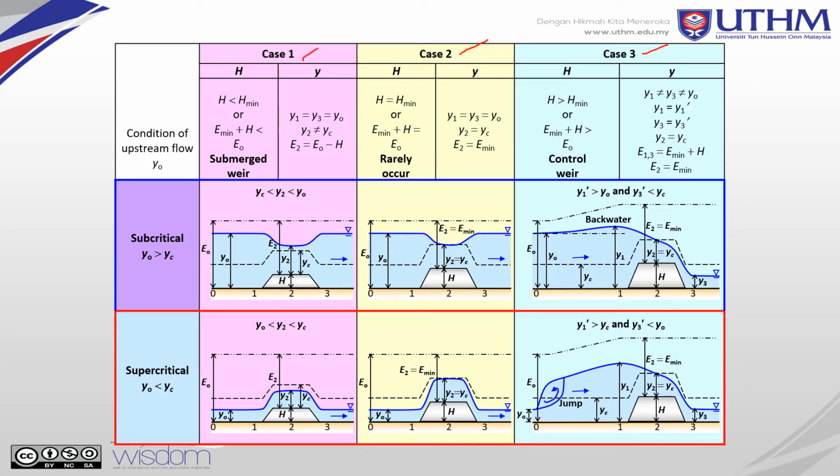For subcritical, when Y0 is more than YC, the figure of case 1 is this one, case 2 here, and case 3 here. When supercritical, Y0 is less than YC, so the condition of case 1 is Y0 less than Y2 less than YC. But for case 3, you get this one.